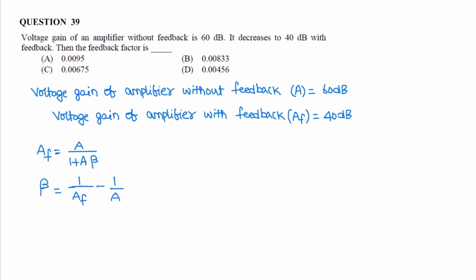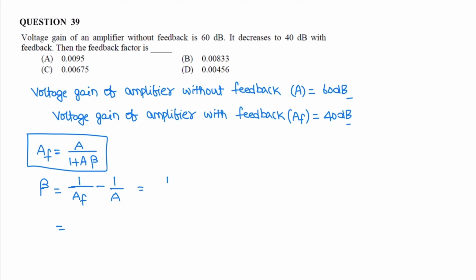Next question. The voltage gain of an amplifier without feedback is 60 dB. It decreases to 40 dB with feedback. Then what is the feedback factor? Given voltage gain of amplifier without feedback is 60, with feedback is 40 dB. We know the formula: voltage gain with feedback AF is equal to A by 1 plus A beta, where A is the open loop gain.